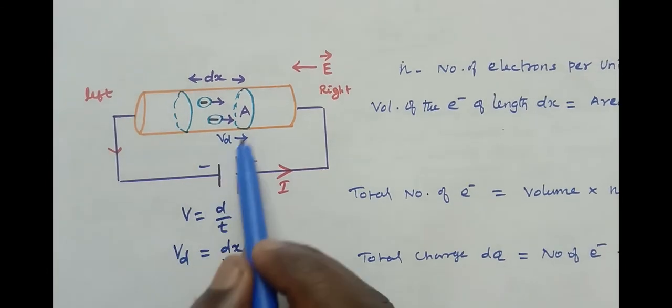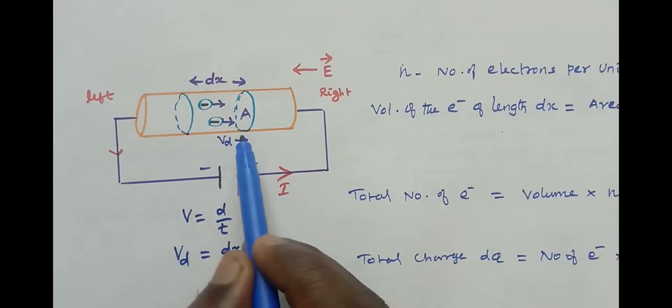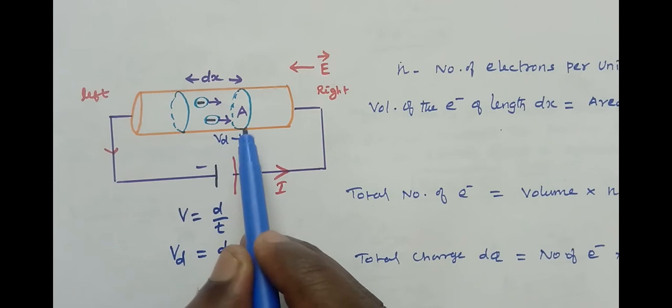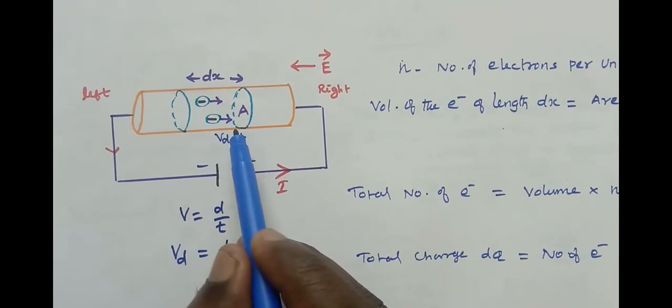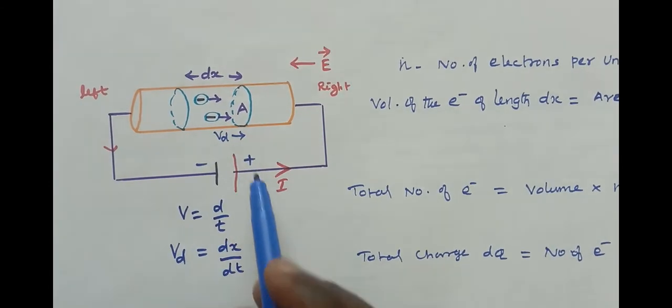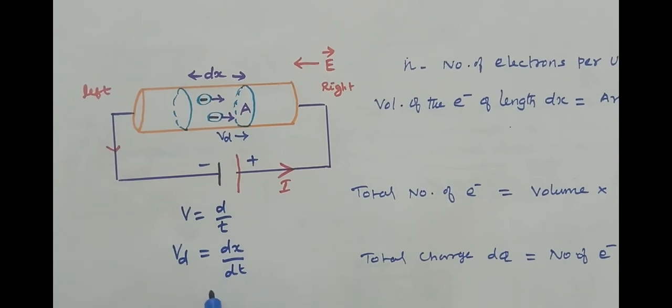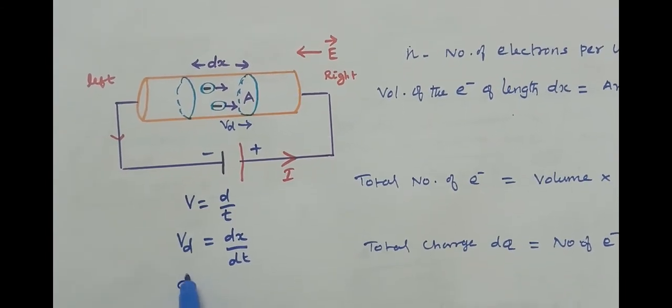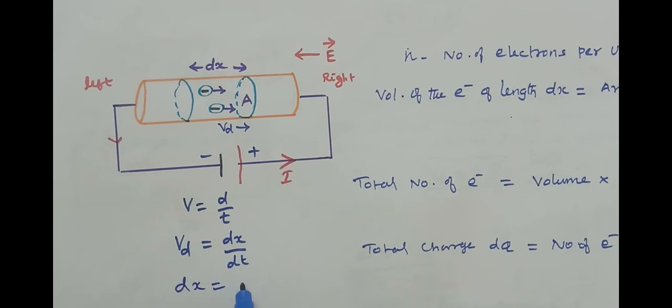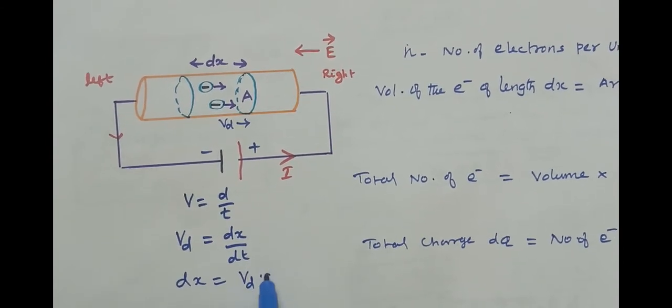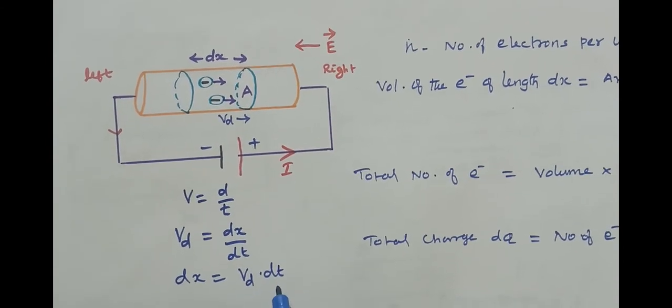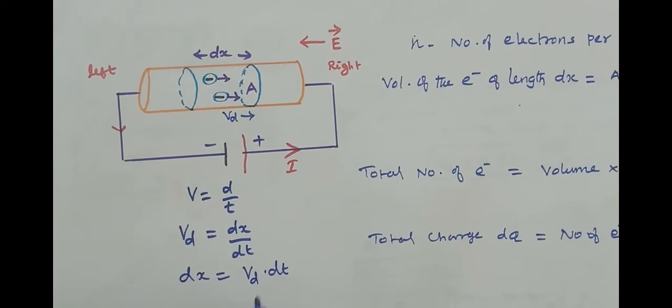All the electrons move with the same drift velocity in an interval of time dt. So the distance dx is equal to the drift velocity into dt. Are you clear, children? This is the distance.